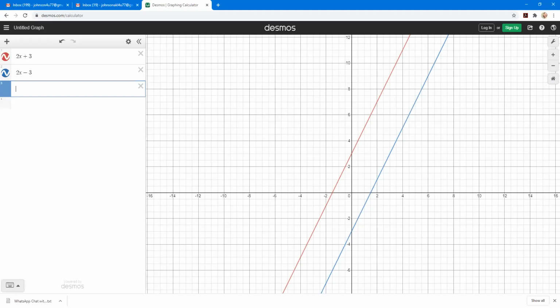Can you see the screen? Yes, sir. The paint? Yes, sir.